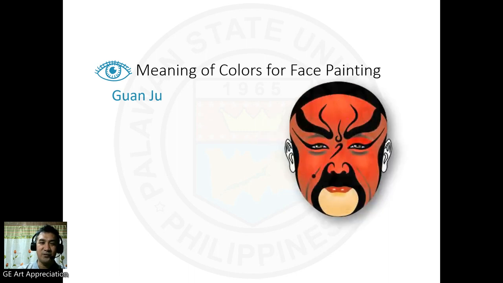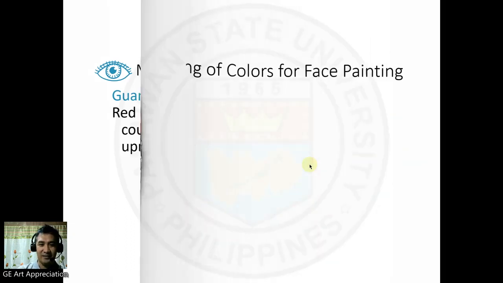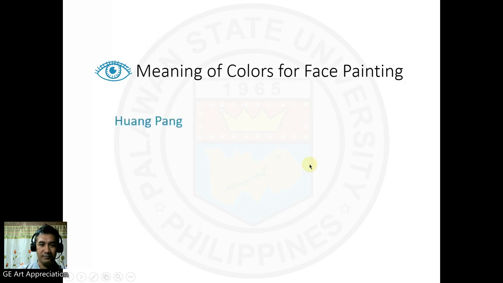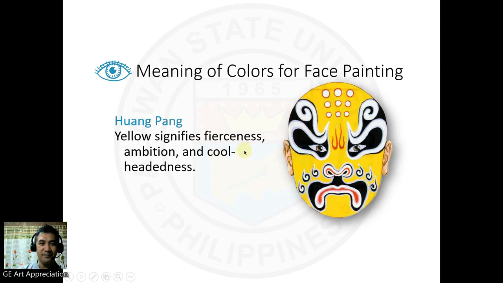Okay. Guanchu. The color red indicates devotion, courage, bravery, uprightness, and loyalty. Okay, we have Wang Pang. Yan. Yellow signifies fierceness, ambition, and cool-headedness.